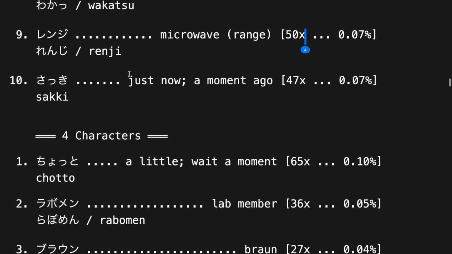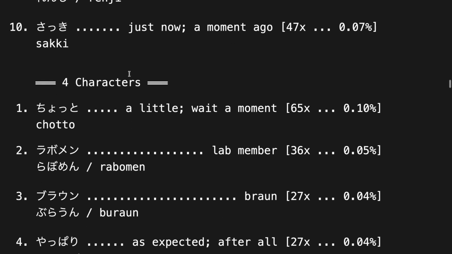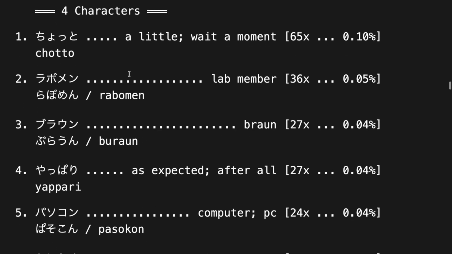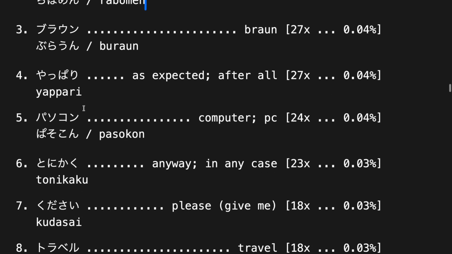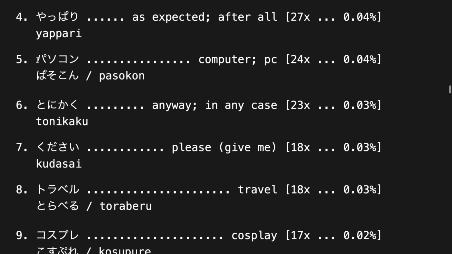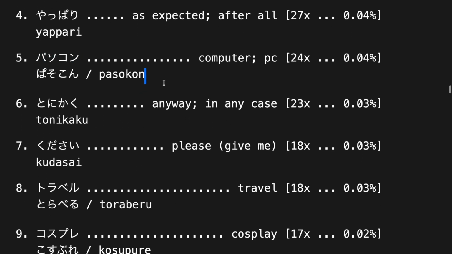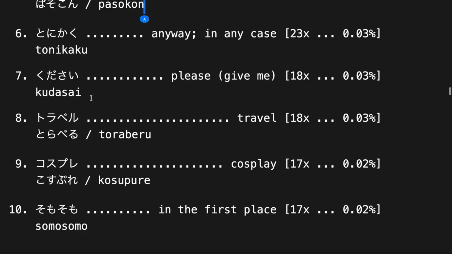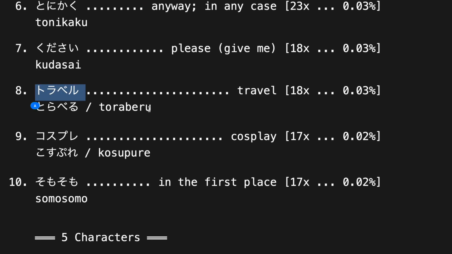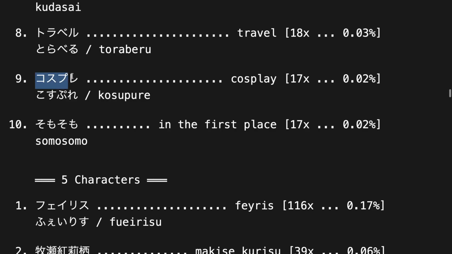So even, yeah, from just gathering up what we've already seen in here, you're catching a lot, right? A cool one here, funny one. Lab member, Rabomen. Pasokon. A lot of these are becoming like these katakana words. Toraberu. So that must be like, yeah, travel. So from time and travel. Time toraberu. I think maybe you remember who does cosplay.